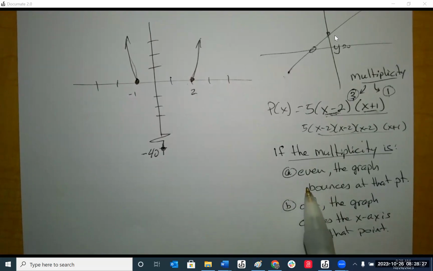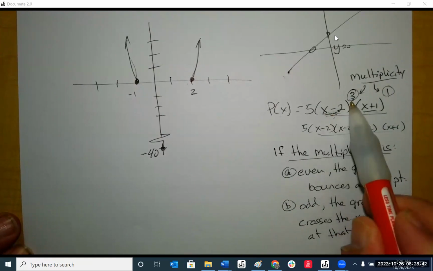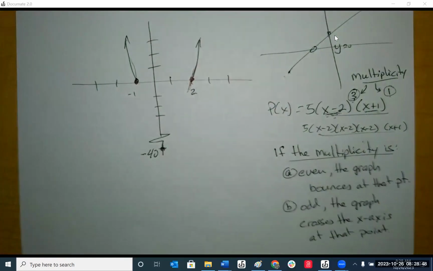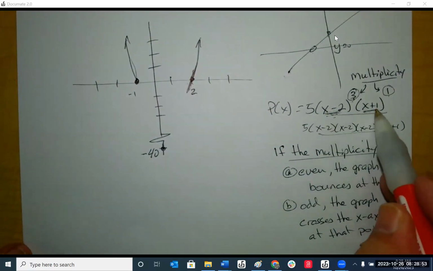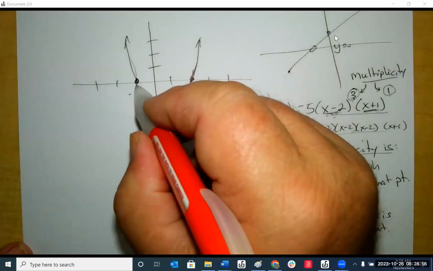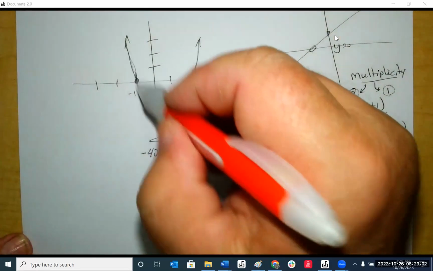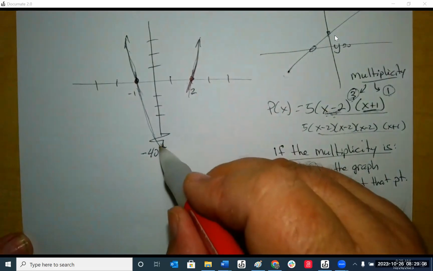Again, the multiplicities, if they're even at that solution, it bounces off the x-axis. If it's an odd multiplicity, then it crosses. So at the solution for this one, when x is 2, multiplicity is odd. So at 2, we know it crosses the x-axis. And at negative 1, the multiplicity is odd, so it also crosses. So we know that at those points, the graph crosses. It has to cross through this negative 40.